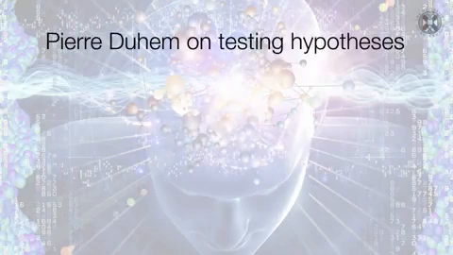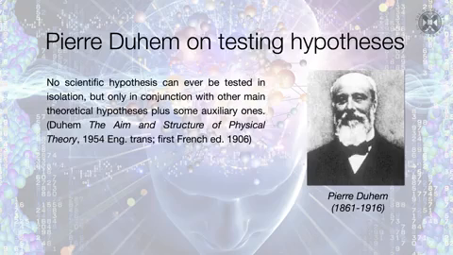Before the philosopher of science, Karl Popper, developed falsificationism as a possible method of science, at the turn of last century, the French physicist and philosopher Pierre Duhem had already made an important discovery, namely that scientists never test a hypothesis in isolation, but always with a set of other hypotheses, both main theoretical hypotheses and auxiliary ones.